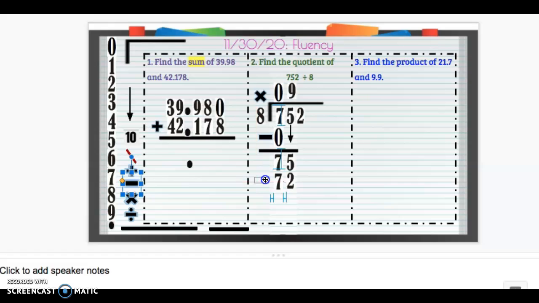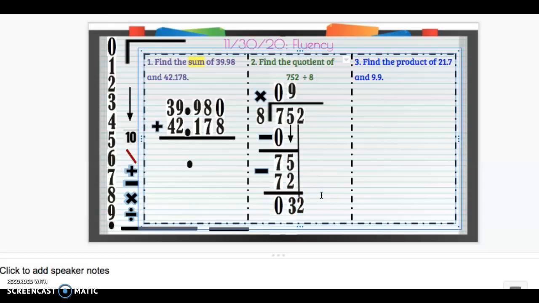And then I have to subtract. 5 minus 2 is 3. 7 minus 7 is 0. And I have to bring down my 2. And then I ask myself, how many times can 8 go into 32? Well, 8 times 5 is 40. 8 times 4 is 32. So I put my 4, then I put my 32 below.